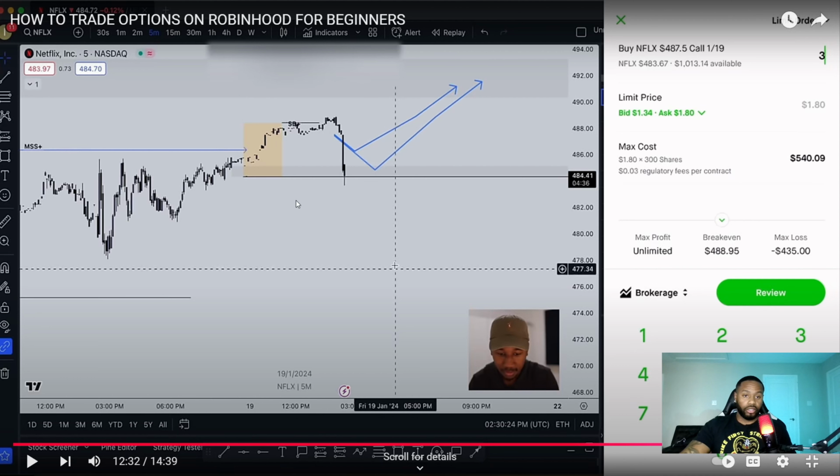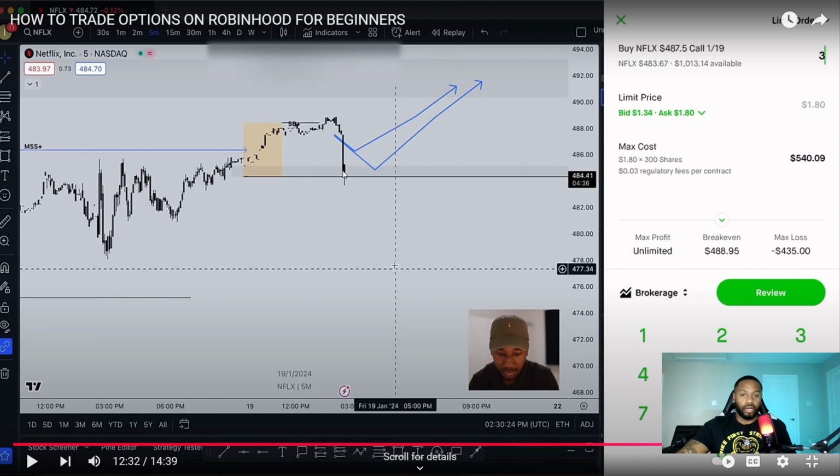I would like to see the third touch. If this comes down and touches this level right here, that's a support level. So we got one touch, two touches. This comes down, touches that level and bounces up. The candle has got to close and bounce up. That's three touches. Now I will get a call.